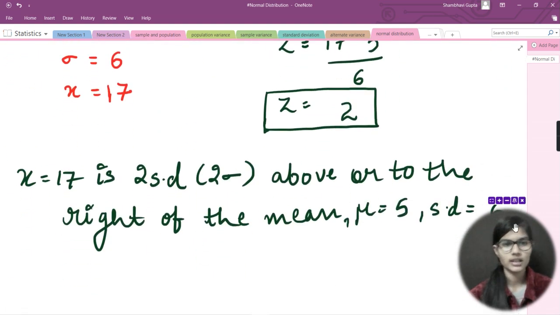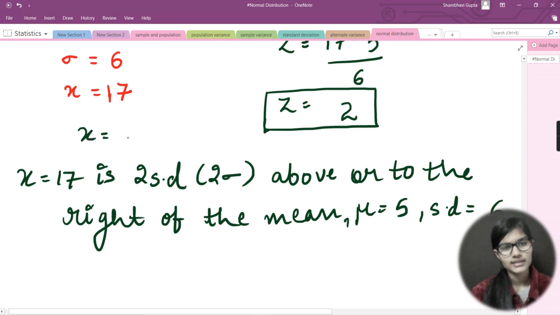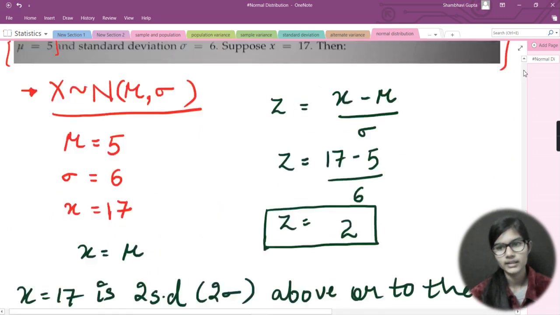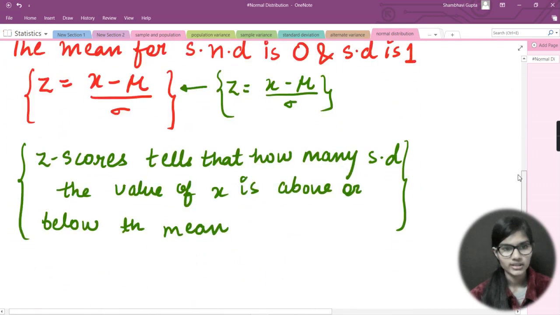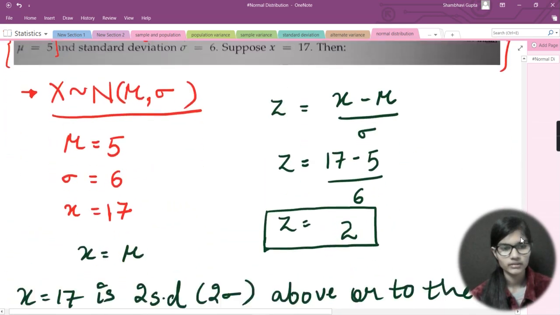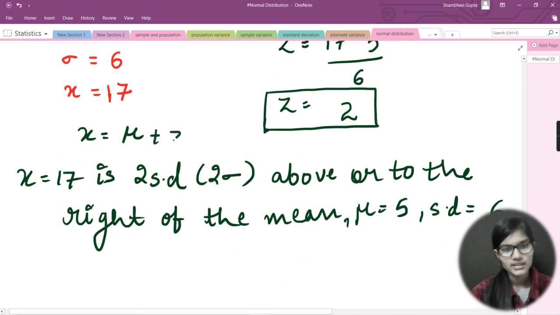Now, quickly let me write it down here only. So, it is x is equal to mu, and I guess it's plus, right? Just let me check that once. Okay, so here I am, plus z into sigma. So this was the formula, x is equal to mu plus z into sigma. From there only I wrote this statement. Now just pay attention to what I'm saying, okay? Don't look here and there. X is equal to 17, the value for x, that is 17. So here I have written x is equal to 17 is 2 sigma.